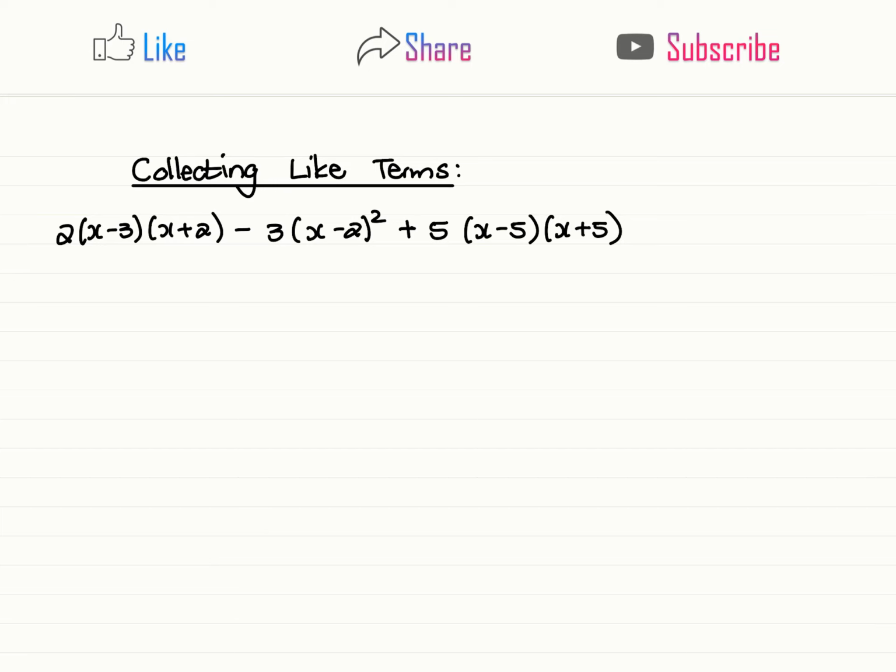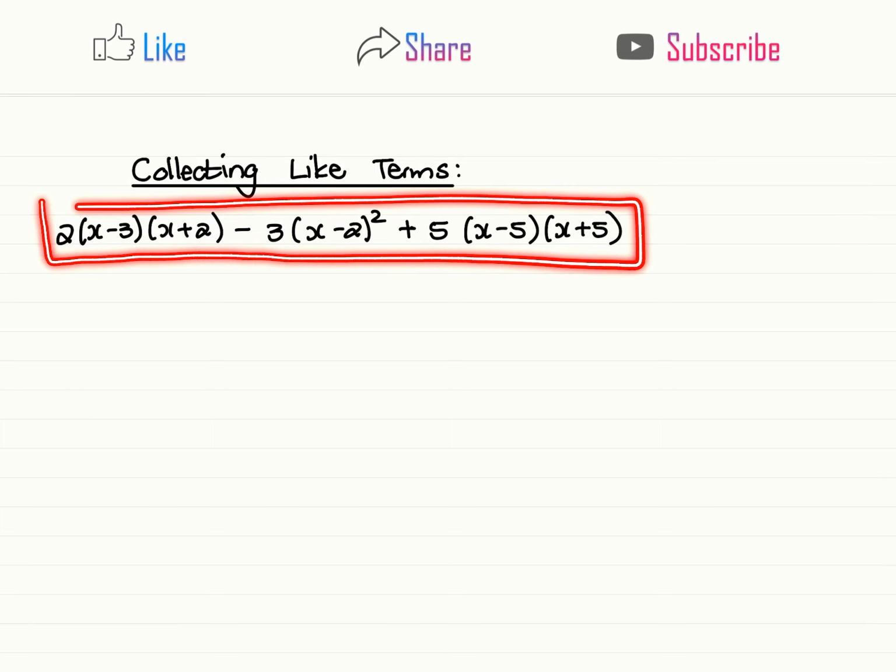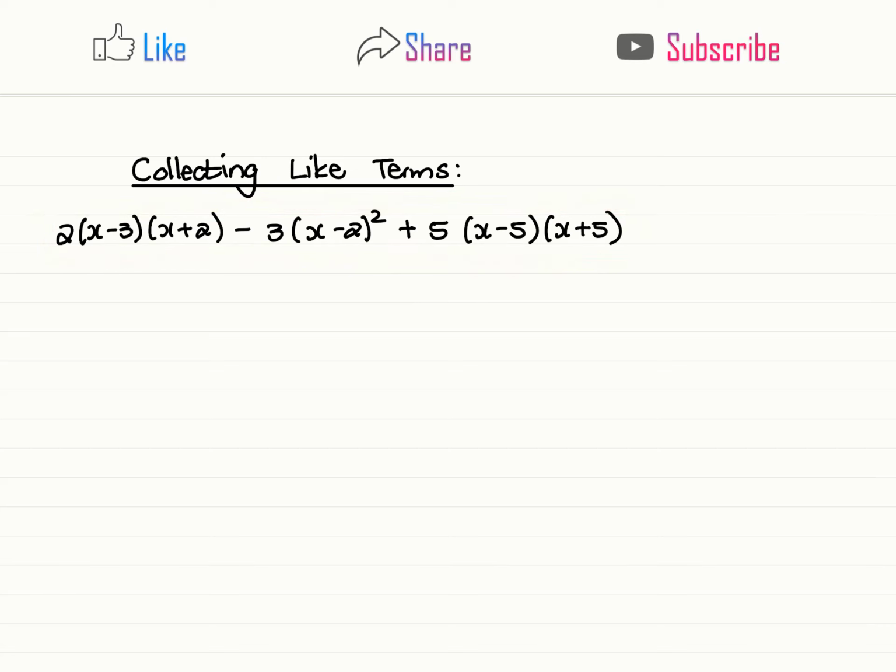In this video, we'll collect like terms. So in our example, we have an expression with quite a few brackets and coefficients. And what we want to do is simplify it. So we can identify three different parts in this expression.